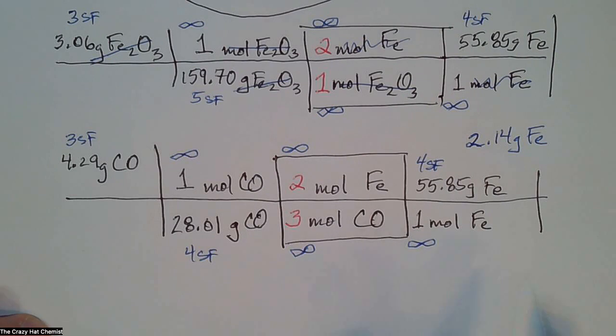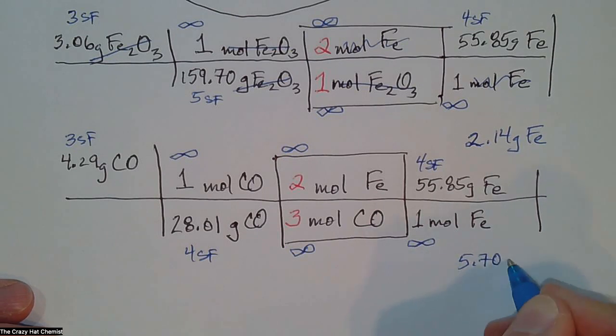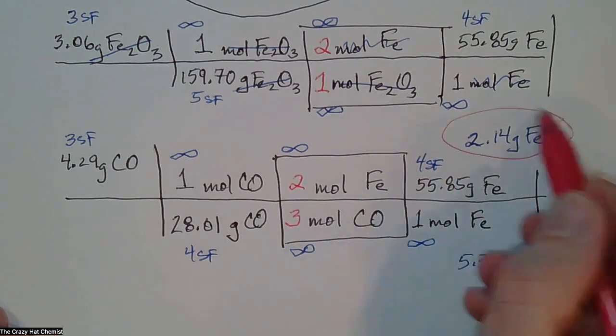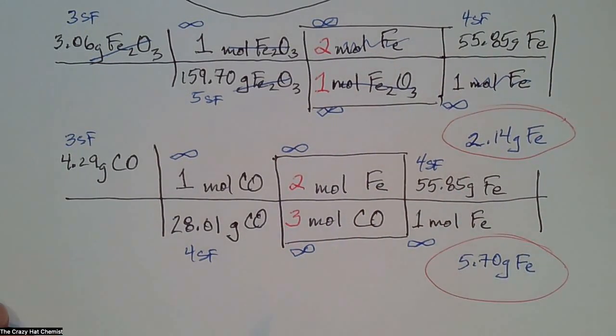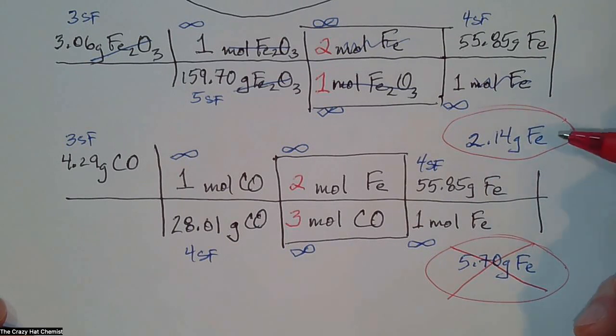So when I plug this into my calculator, I'm going to get 3 significant figures for my answer, and that will be 5.70 grams of Fe. So what I need to do is compare this number and this number right here. I am going to cross out the larger number, physically. That will help you not to sum these numbers up because that would be incorrect.